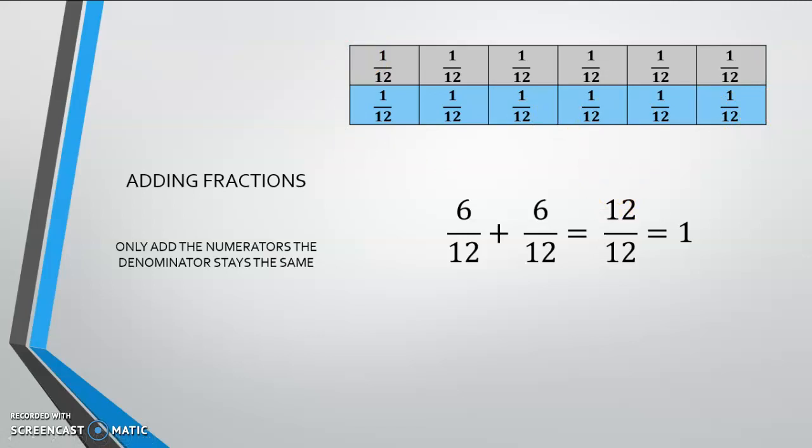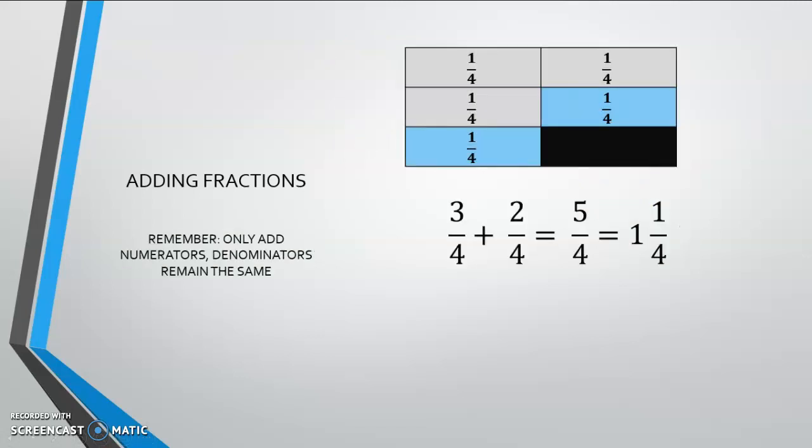Now let's see if you are really smart. And we go on. If you have 3/4 of a cake and I have 2/4 of a cake, how many quarters do we have together? Or how much cake do we have together? Let's see if we count them. 1, 2, 3, 4, 5. Okay, so we have 5/4.